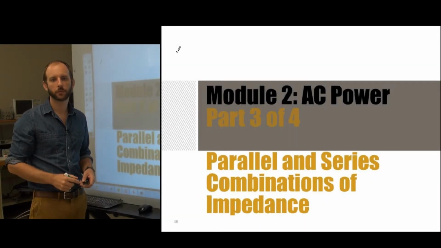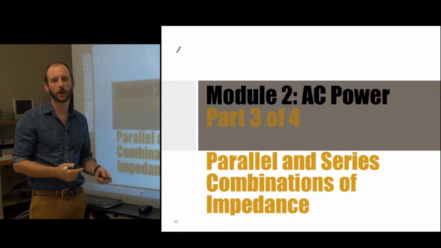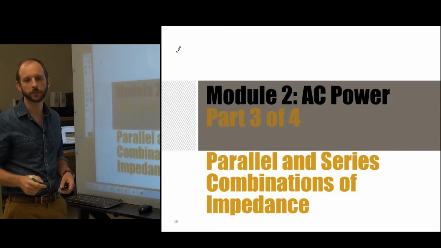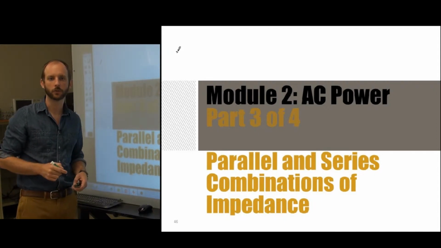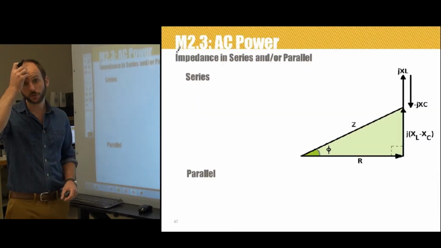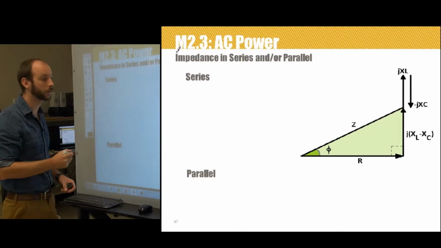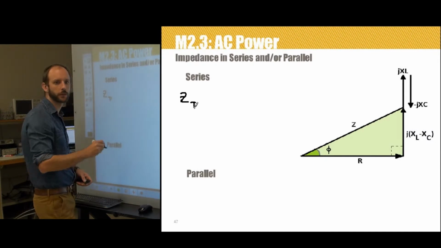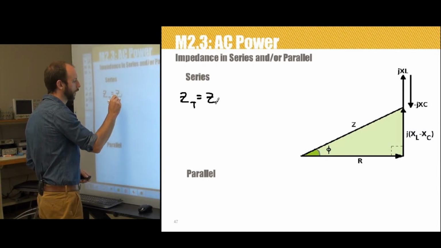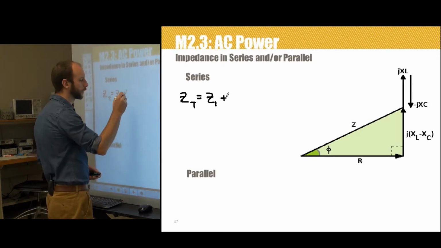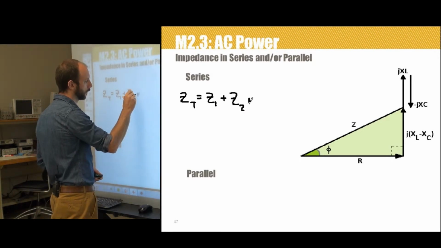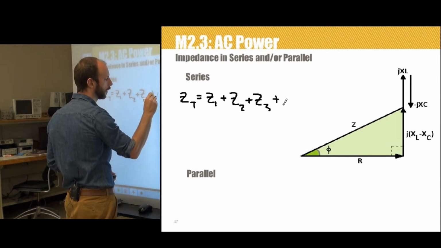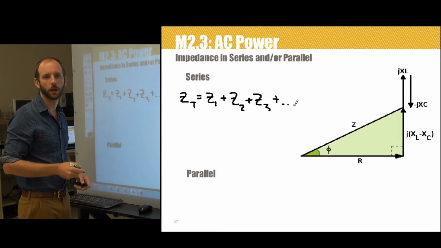Circuits that contain multiple resistive, capacitive, and inductive components can be combined using the same rules for series and parallel methods used with resistors that you would have learned previously, if all the values are first converted to impedances. For series elements, we use this typical series notation: the total Z_T equals Z1 plus Z2 plus Z3. So this should look exactly like the resistance formula, right? So just keep adding them up.